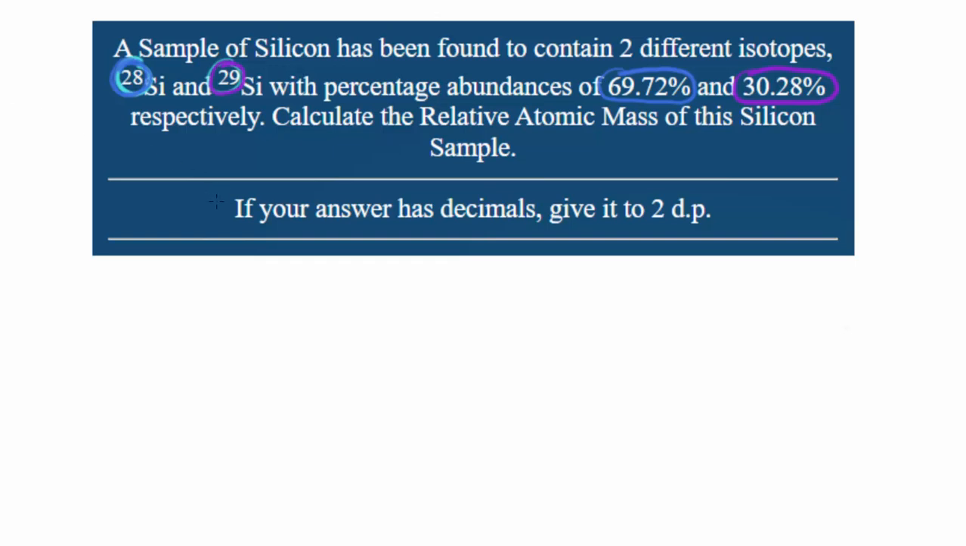What we need to do is effectively multiply the relative isotopic masses with the respective percentage abundances and then sum that, right? So 28 multiplied by 69.72 plus 29 multiplied by 30.28.